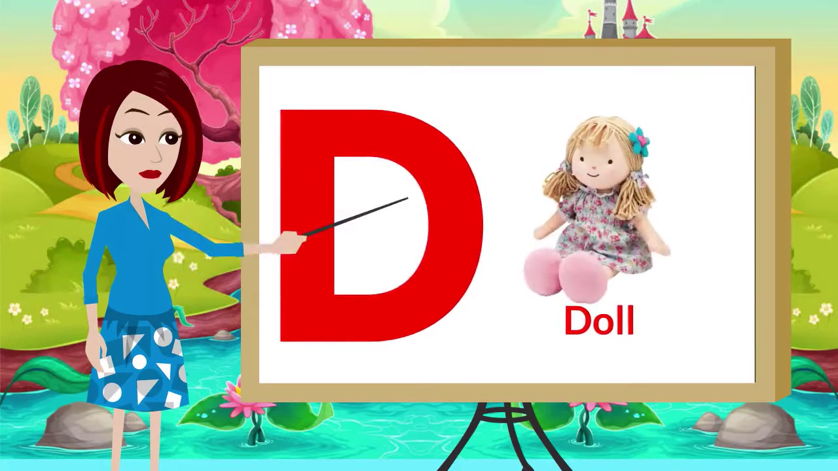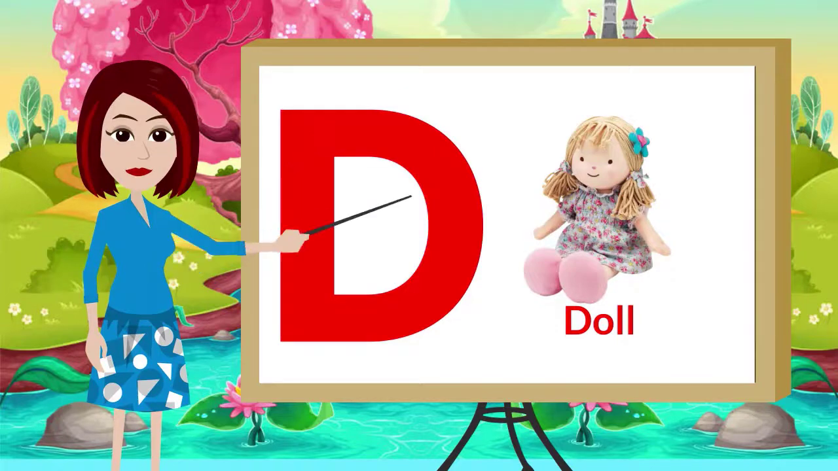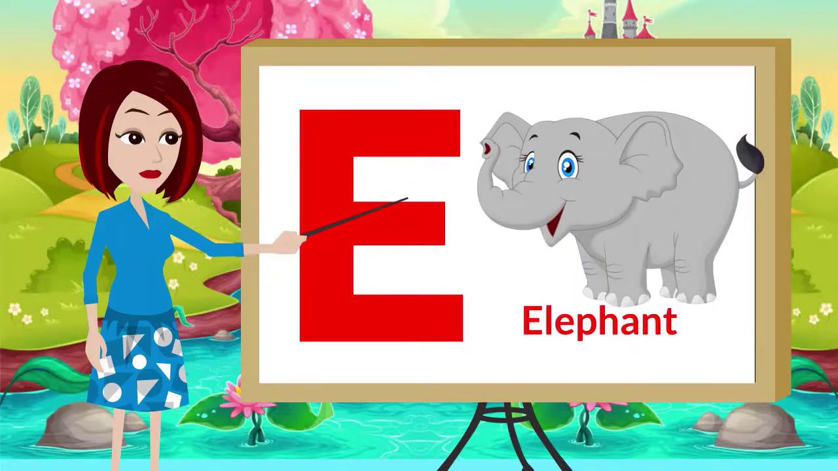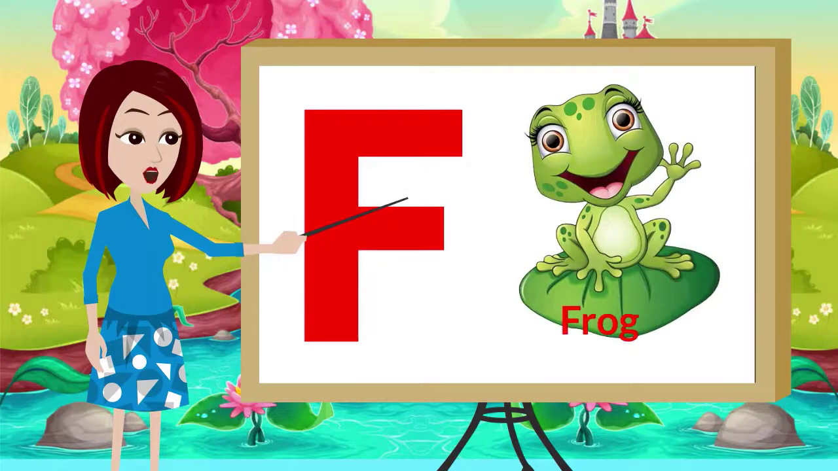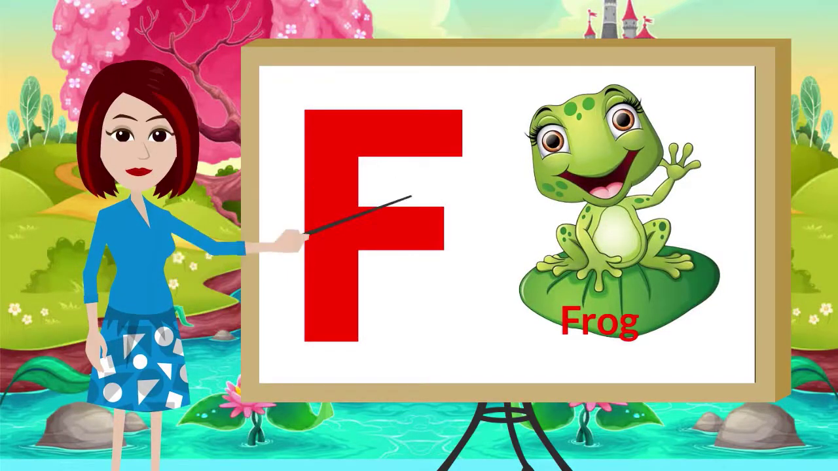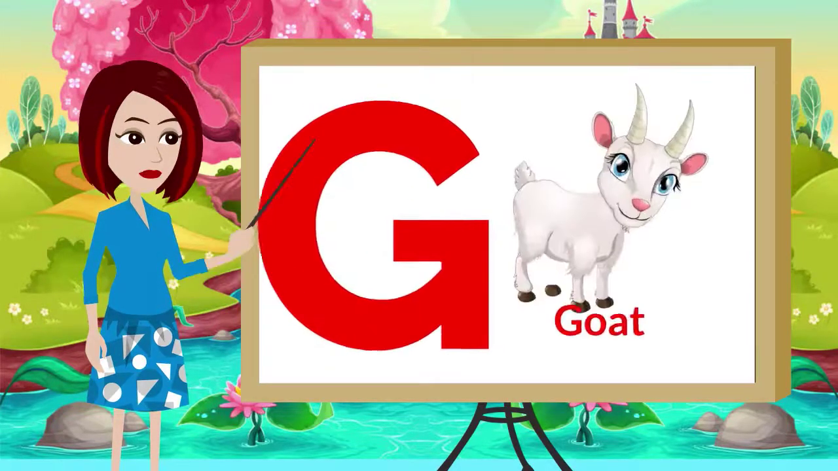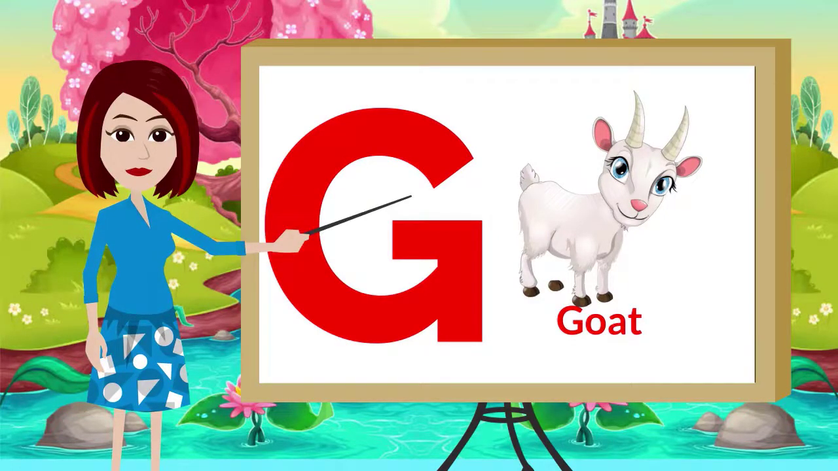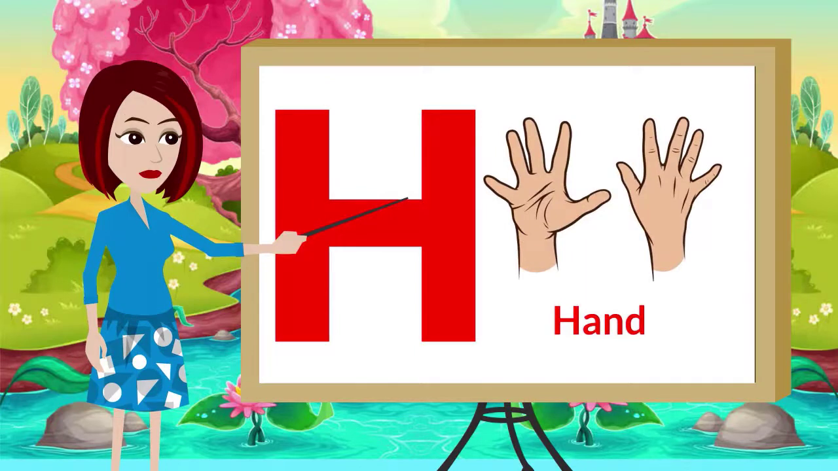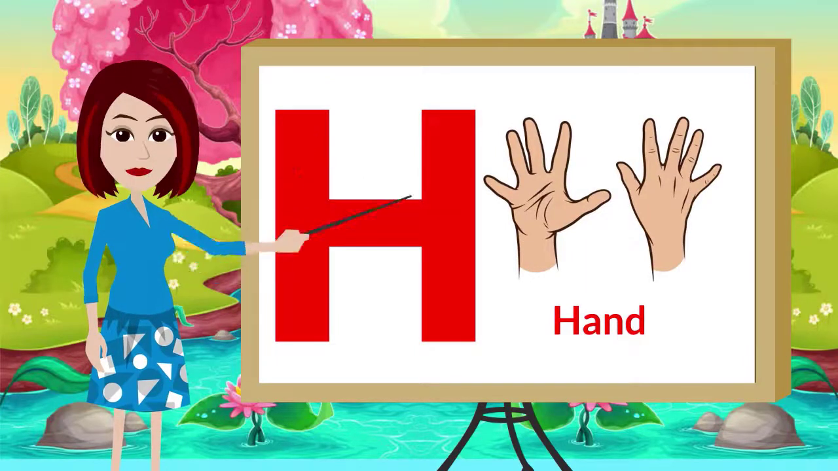D for doll. E for elephant. F for frog. G for goat. H for hen.